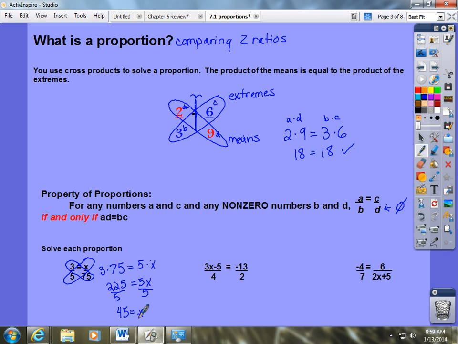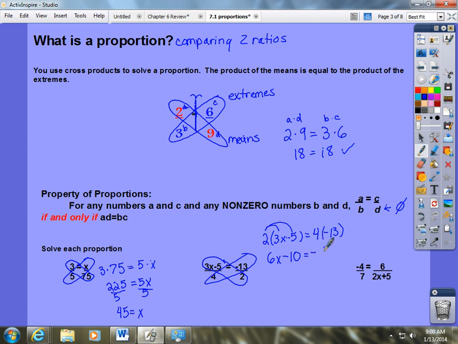Here we're doing the same thing, okay, except we've got a little more complicated. We're going to multiply these two, so I have 2 times 3x minus 5 equals 4 times negative 13. Okay, first I'm going to distribute. 2 times 3x is 6x, and 2 times negative 5 is negative 10, equals, and 4 times 13 equals 52, and this is negative, so I have negative 52.